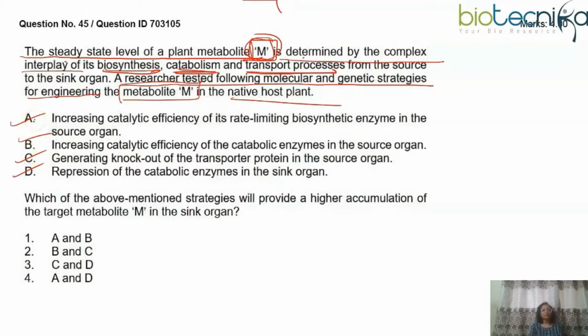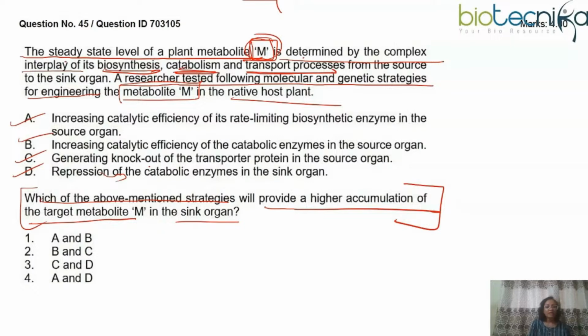Okay, the 4 approaches that the researcher is testing or is going to test. The question is, which of the above mentioned strategies will provide a higher accumulation of target metabolite M in the sink organ? Now this is important, okay? This sentence is important. You have to go through the sentences and find out which of those 4 strategies will lead to higher accumulation of that metabolite M in the sink organ, not the source organ.